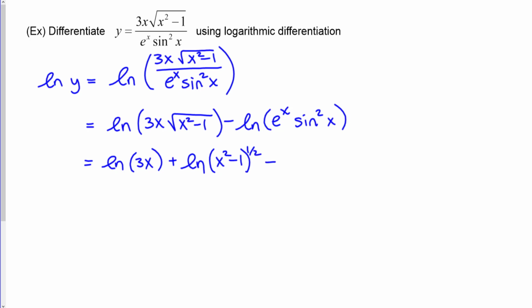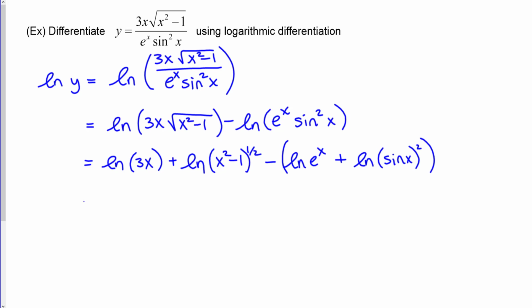Same thing can happen on the other side. This would be the natural log of e to the x. And be careful here because when you split the, actually I'll tell you what I'll do. I'll put this in parentheses and then say that it's added, but that negative distributes. So natural log of sine x squared.